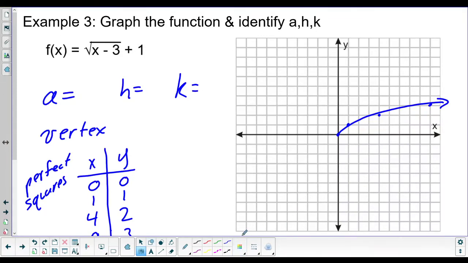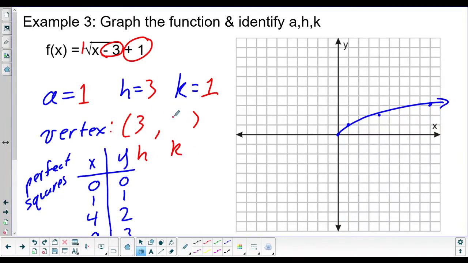And we need to identify a, h, and k. So a, there's nothing here, so it's just a 1. h is this number in here, but we need to change the sign. So it's at 3. k is this number at the end, keep the sign. And our vertex is still at (h, k), so it's going to be at (3, 1).